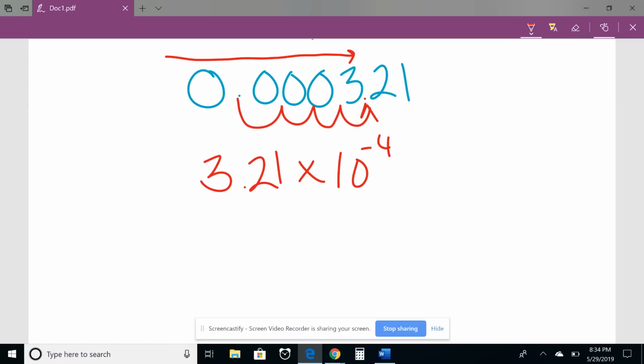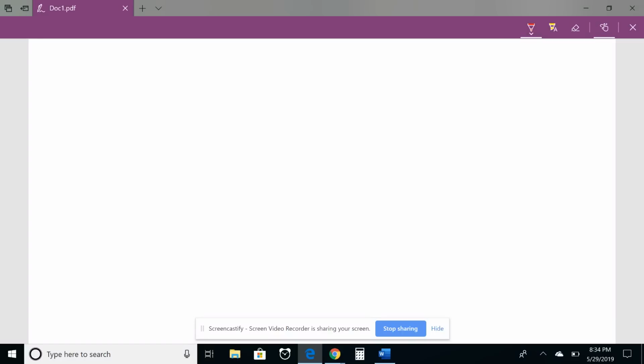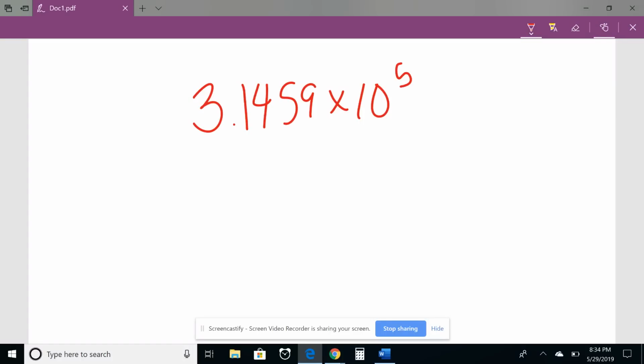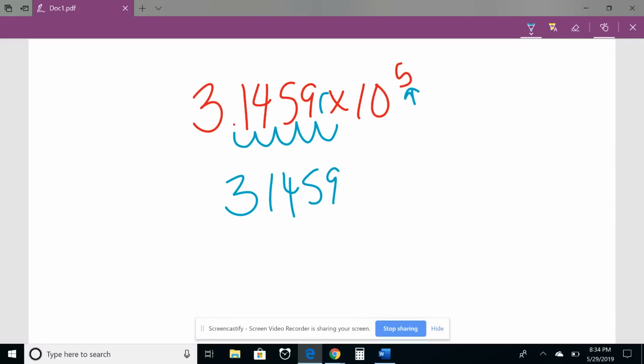If a number is in scientific notation and I want to convert it out, for example, 3.1459 times 10 to the 5th, the 5 tells you how many spots you're moving the decimal. Since the positive exponent is going to be a bigger number, you're going to move it to the right 1, 2, 3, 4, 5 spots. So your number is 3, 1, 4, 5, 9, and any open hop gets a 0.